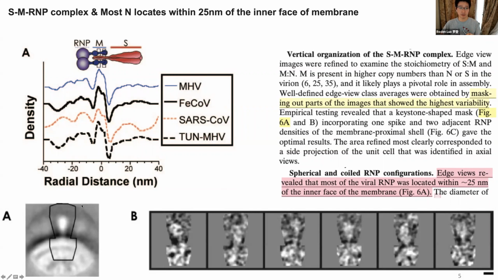Most of these N proteins, this RNP means RNA nucleocapsid protein. After the RNA binds to the N, we would call it RNP, and they kind of form some complexes, we would call it RNP. This purple sphere here is one N protein, and another conclusion from this paper is most N locates within 25 nanometers of the inner face of the membrane, which this is the spike, this is the membrane, and I would think here is the 25 nanometers of the proximal side of the inside of the membrane.